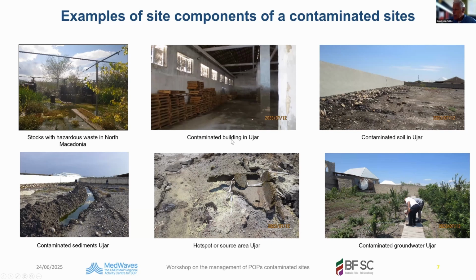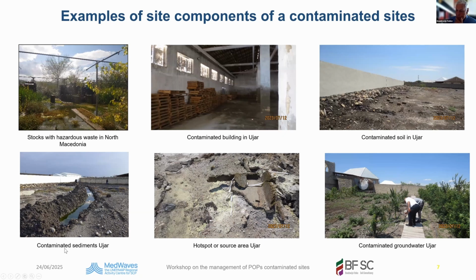This is in Ujar, in Azerbaijan, a former storage facility for pesticides. And you see here all stained floors and walls, all soaked with pesticides. This is the same site, but now outside. And outside here, there are these patches of contaminated soil due to runoff from other demolished storage facilities.